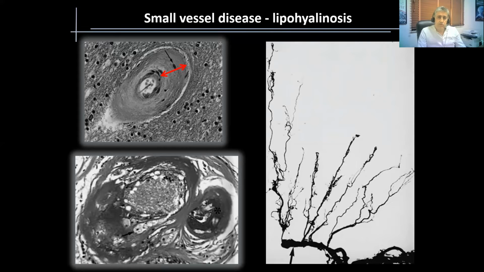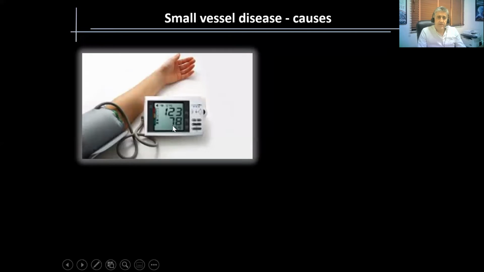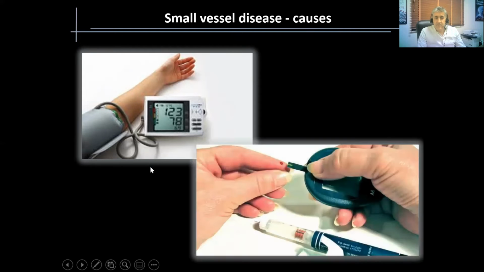And what are the three main causes which cause these small arterioles to become more and more narrow? First of all, it is the age of the patient. The older a person, the more severe is the small artery disease of the patient. But beyond age, there are two other important causes, and these are arterial hypertension and diabetes mellitus.